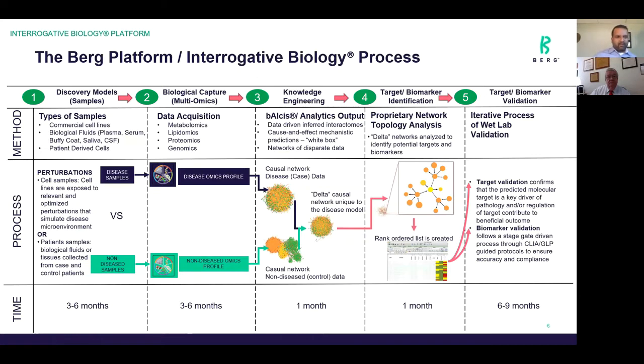But prior to that, we take these samples, the first column on the left, from various patients, whether it is Buffy coat, plasma, serum, saliva, or cerebrospinal fluid. If there are cells that we can obtain, we carry out cellular perturbation experiments, perturbing disease, mimicking disease systems. And then from that, we move on to data acquisition, looking at metabolomics, lipidomics, proteomics, and genomics, profiling these samples, whether serum, plasma or cellular samples, and then creating that causal network.